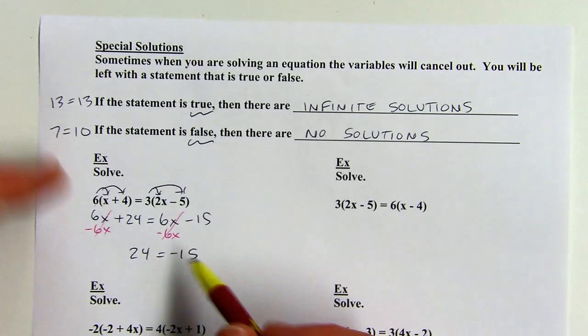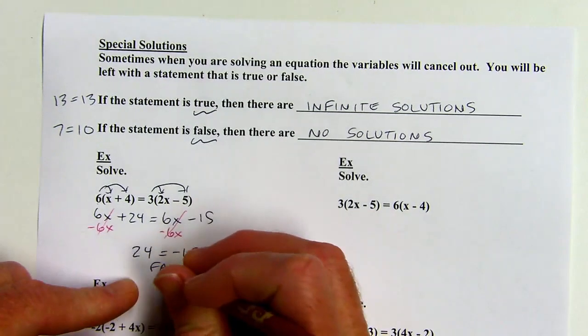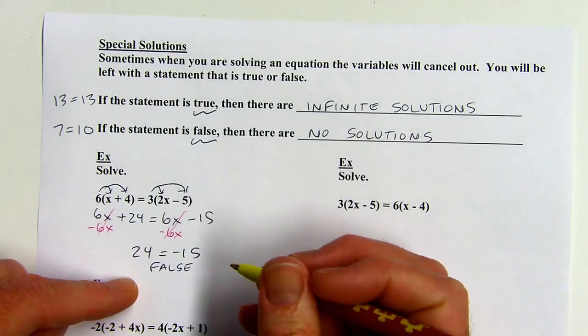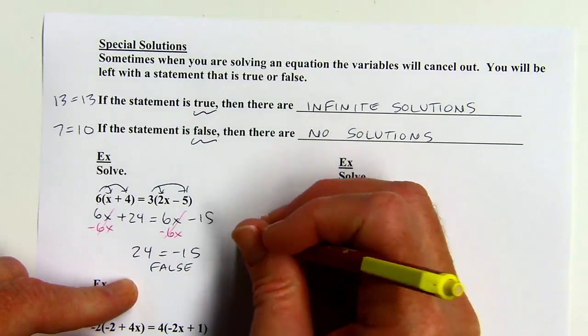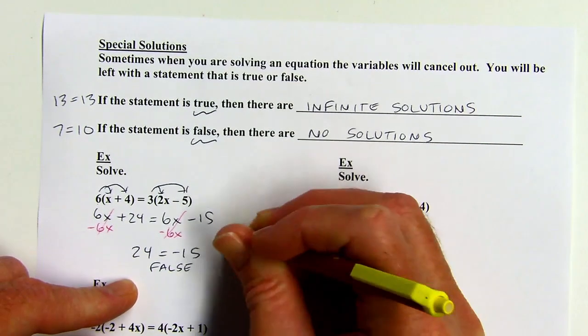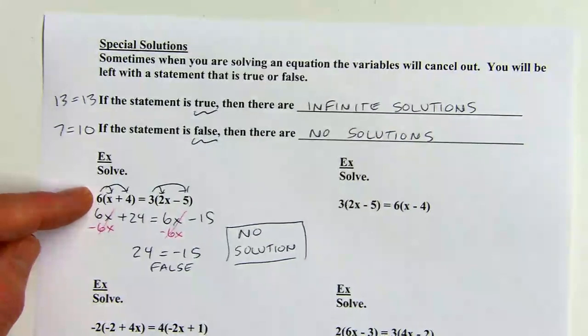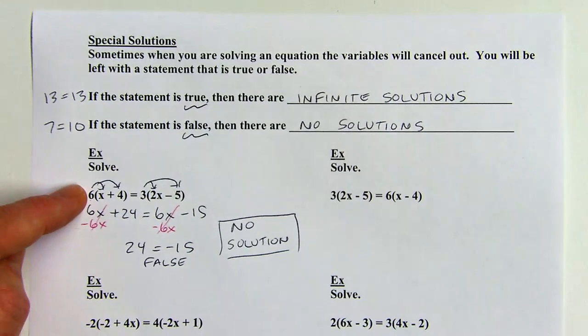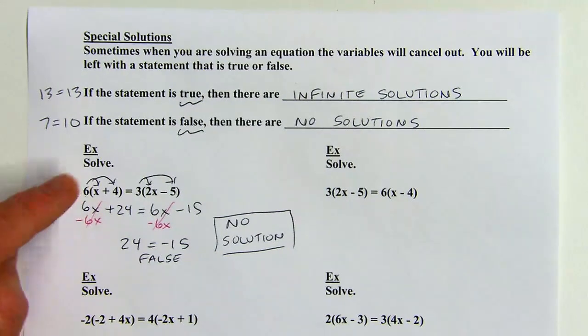So this is not a true statement. This is a false statement, right? 24 does not equal negative 15. That tells me there's going to be no solution. That just means that there's no x value that you could plug into the original equation that will make this true. That'll make it balance out, okay?